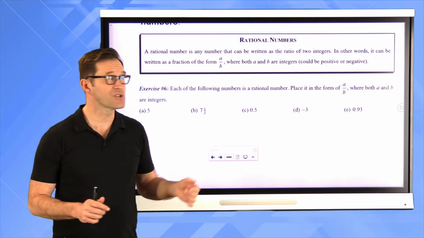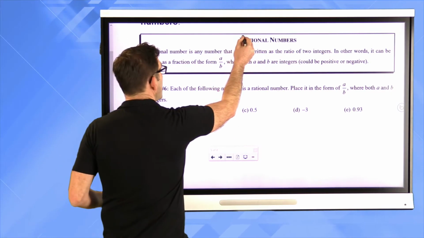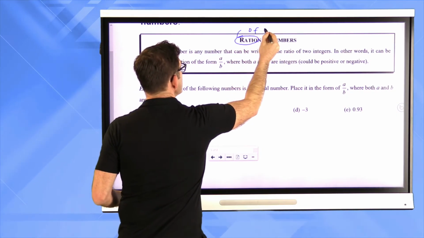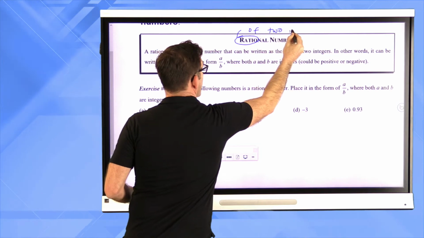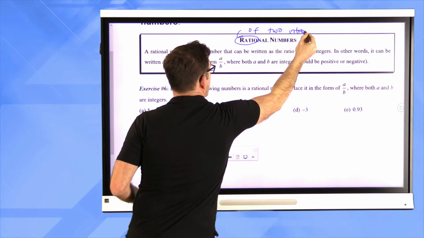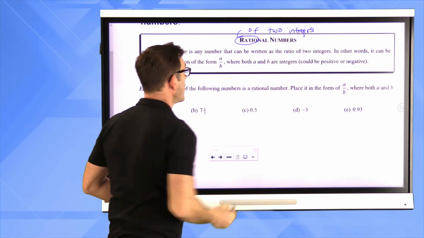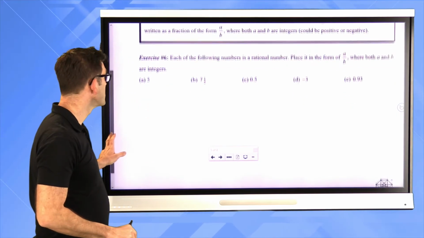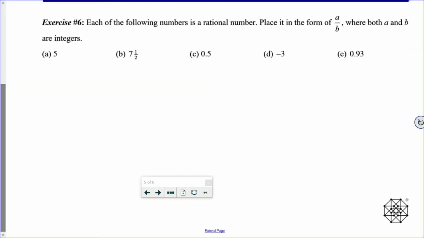Okay? And again, rational literally comes from the fact that it is a ratio of 2 integers. All right, so let's take a look at some rational numbers. Exercise number 6. Each of the following numbers is a rational number. Place it in the form a over b, where both a and b are integers.